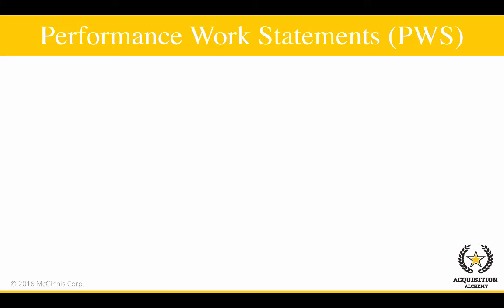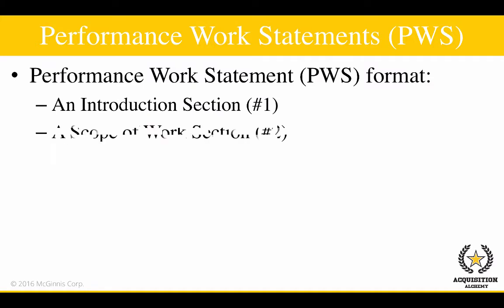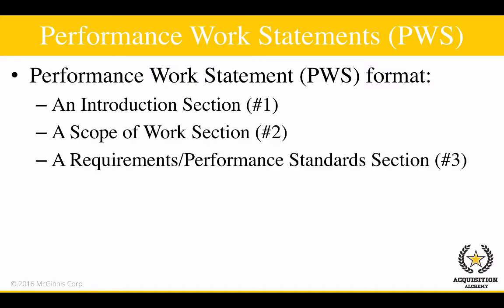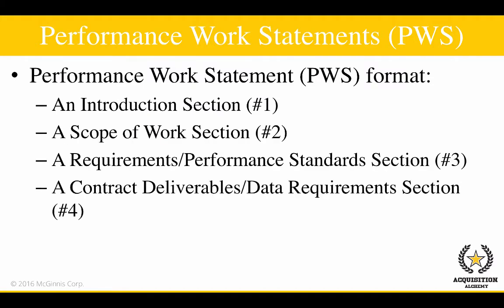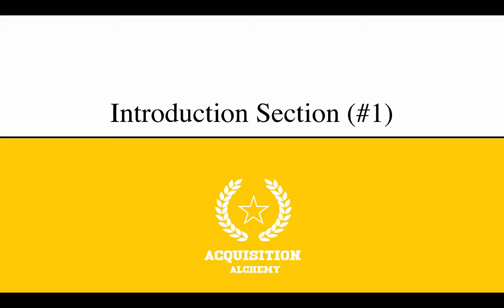So let's do it. There is no required format for the PWS, but the standard PWS has 5 sections: an introduction section, a scope of work section, a requirements performance standard section, a contract deliverables data requirements section, and an attachments, appendices, and exhibits section. Let's examine what is contained in each of these sections now.